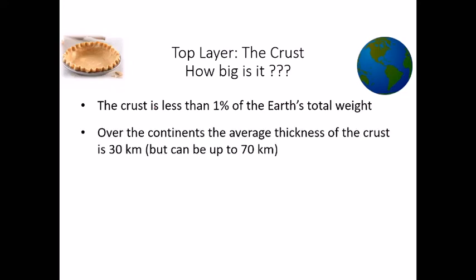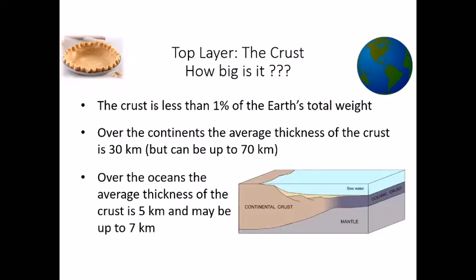Now, over the continents, the average thickness of the crust is 30 kilometers, but it can be up to 70 kilometers in places where there are mountain chains like the Andes Mountains or the Himalayas. Over the oceans, the crust is thinner, only about 5 kilometers on average, maybe up to 7 kilometers.